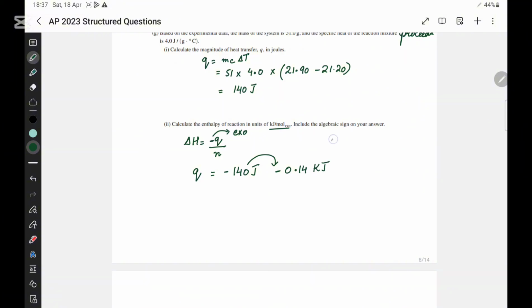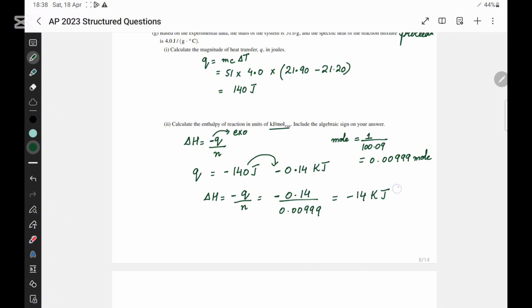And then you have to find out the mole of calcium carbonate. Mass is 1, calcium carbonate is 100.09, so it comes out to be 0.00999 mole. So now delta H is equal to negative Q over n. Negative Q is minus 0.14 over n, which is 0.00999, and it comes out to be minus 14 kilojoules per mole.